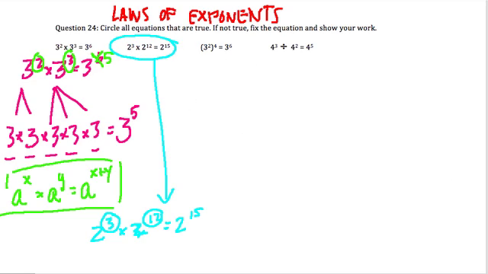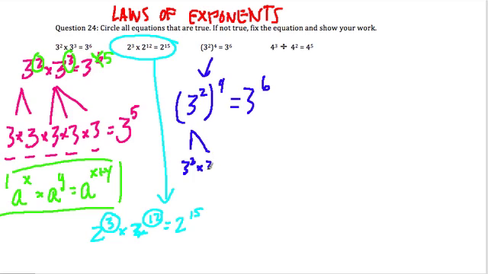The next one, this one's not true, because it says 3 squared to the 4th power. Does that equal 3 to the 6th? No. Why? Well, you can think of this in two ways. The first would be 3 to the second to the 4th power. So that means take 3 to the second, whatever it is, and take that to the 4th power. So 3 to the second times 3 to the second times 3 to the second times 3 to the second. 1, 2, 3, 4 times.